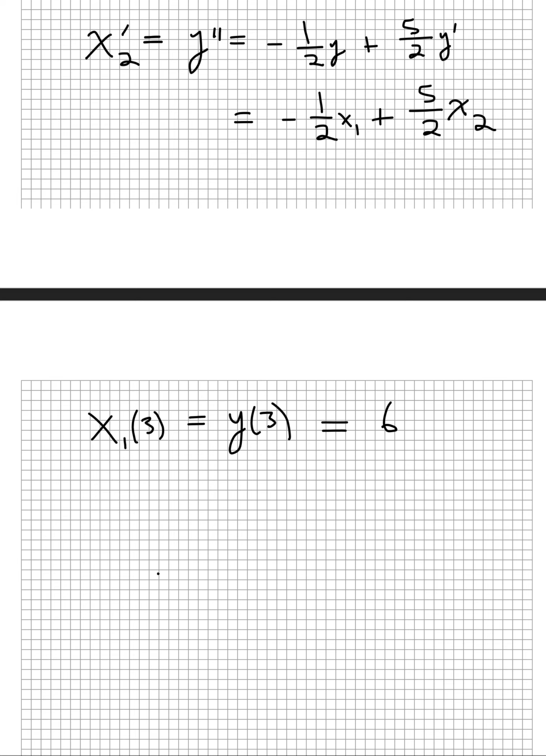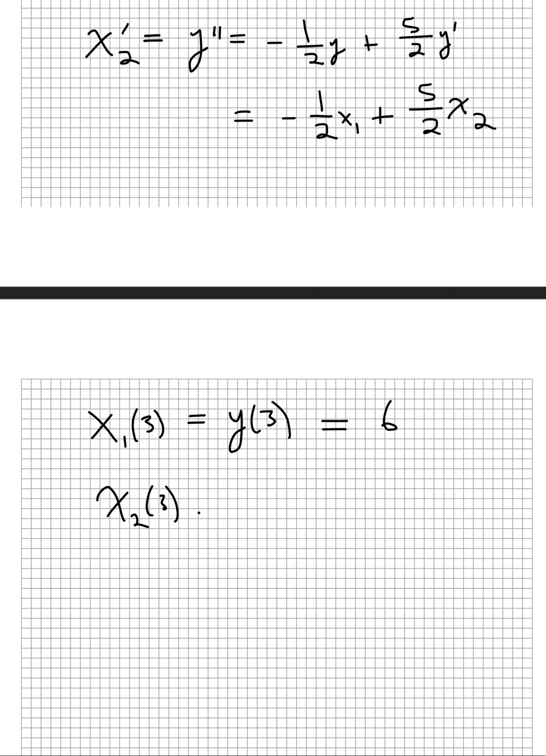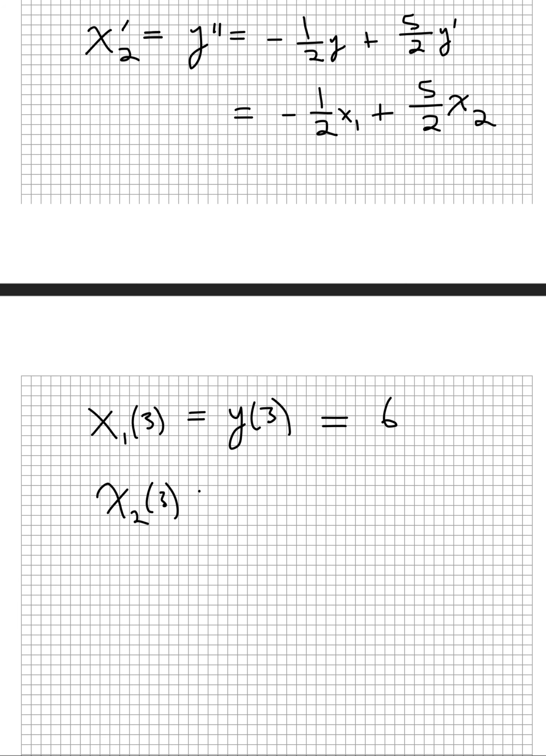Okay? Likewise, we can say x2 of 3. We know what this is defined as. x2 of t is equal to y prime of t. So this is going to be equal to that initial condition, which was y prime of 3. Okay? And that's going to be set equal to minus 1, like so. All right, so this problem is almost done.